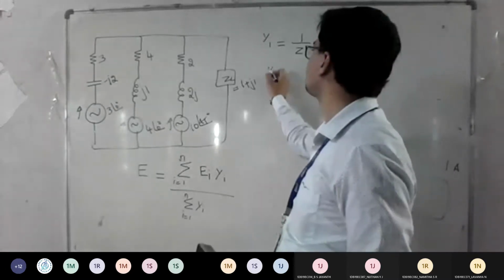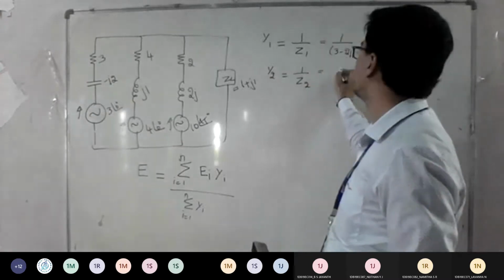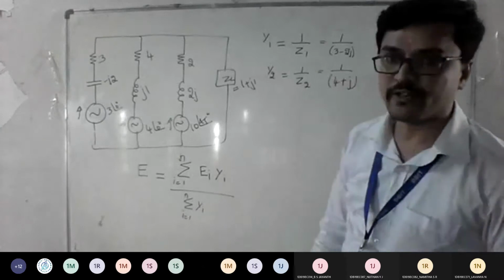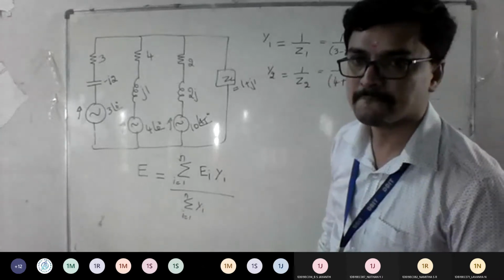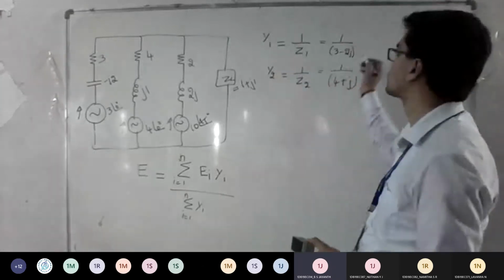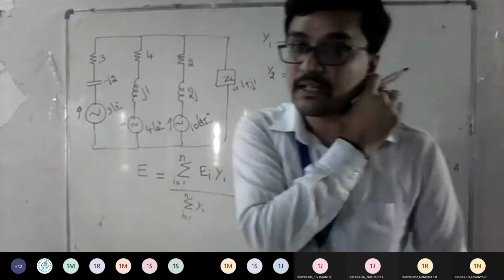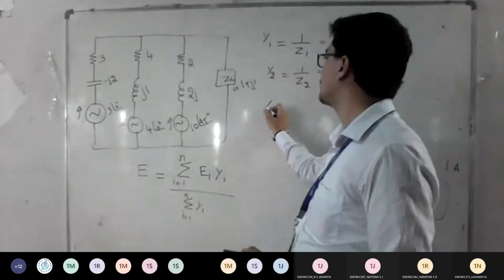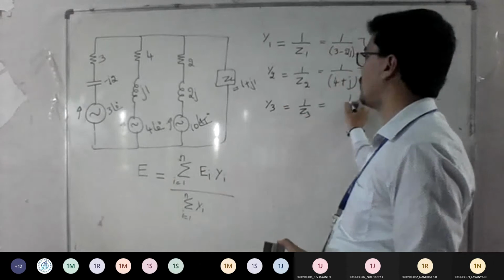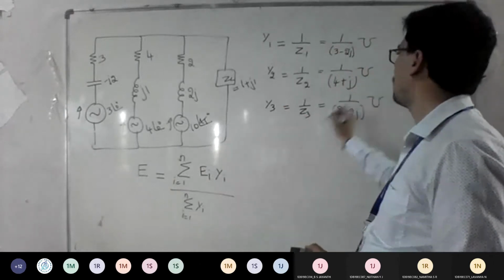Similarly, Y2, 1 by Z2. How much here? It's 1 by 4 plus j. So what is the unit for admittance? Mho, sir. So you should write it reversed. This is called mho. So try to write the steps clearly. Okay. So with units, Y3, 1 by Z3. So it's 1 divided by 2 plus 2j. So this is one more.